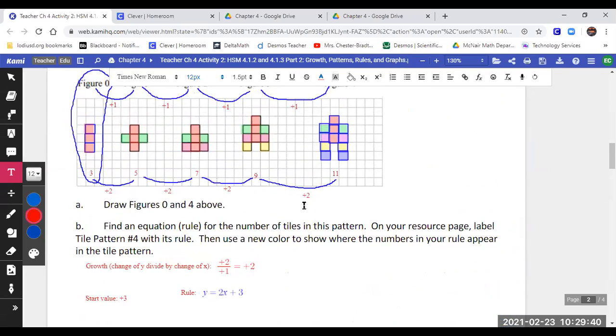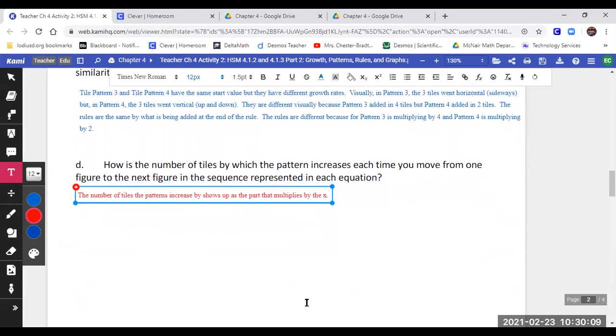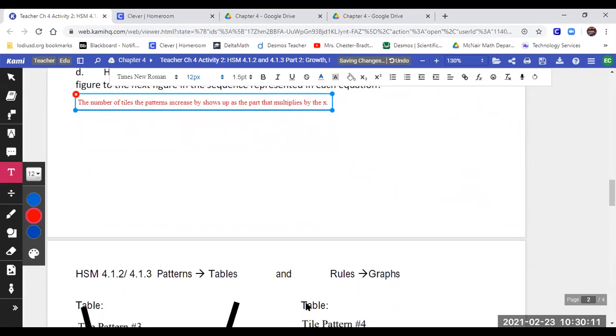The 2 each time is the end of this rule. Really? I think this rule says y equals 2x plus 3. Where's that growth going? Oh, it's connected to the x. Okay. It shows up as the part that multiplies by the x, right?